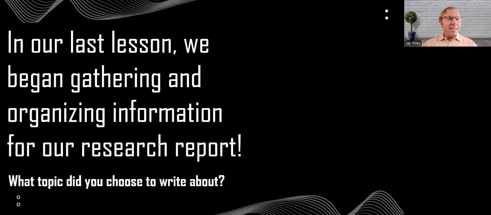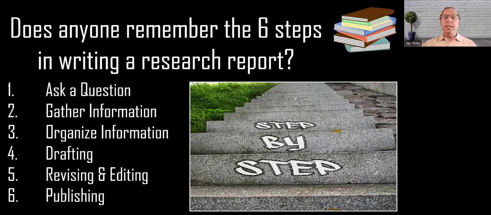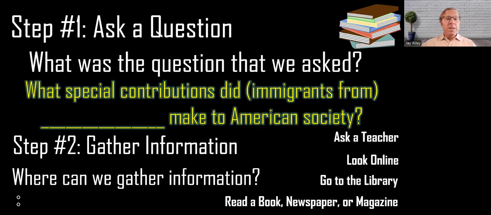So let's begin by going over the steps in a research report. We said that a good research writer starts by asking a question and then gathering information. That's what we did in our last lesson. Today, we're going to organize that information and we're going to draft the first copy of our report. And then we're going to go back and revise and edit and publish. So let's start with the first step.